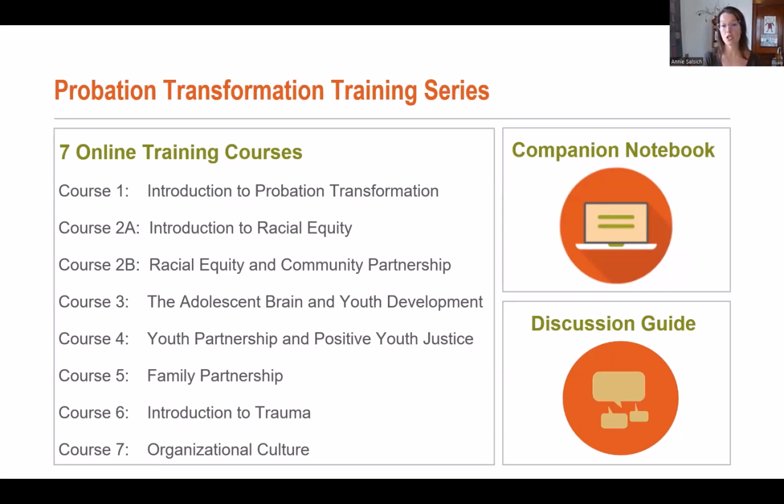equity. Course 3 digs into the adolescent brain and youth development, what we know about that and how that shows up in probation transformation. Course 4 then expands upon that and looks specifically at youth partnership and positive youth justice. We get into family partnership in course 5. In course 6, we delve into an introduction to trauma. And finally, we wrap up with the important role that organizational culture plays in bringing this all to life and sustaining the changes that folks are making on the ground.